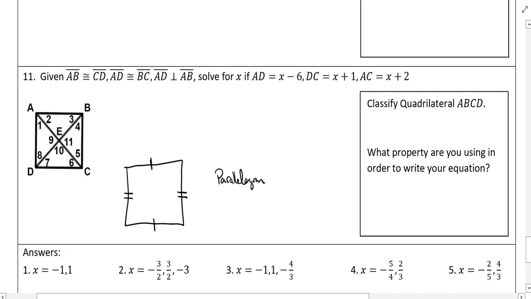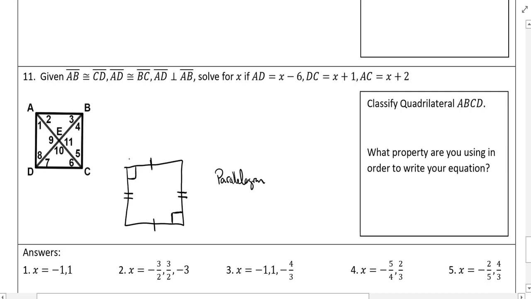Also, we have AD is perpendicular to AB. So that's right here. We got a 90-degree angle. And because it's a parallelogram, we can say opposite angles are congruent, so that would make this 90. And then adjacent angles add up to 180, or they're supplementary, right? That's another property of a parallelogram.